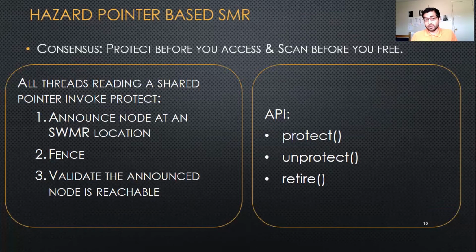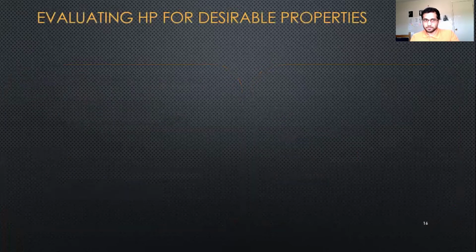If you do not validate whether the node was reachable in the data structure while you announced it, then it may so happen that you announce a node which is just about to be freed. In that case, the protection would be useless and you may still crash. So these steps, in this order, are very important for protection to be correctly implemented in hazard pointers.